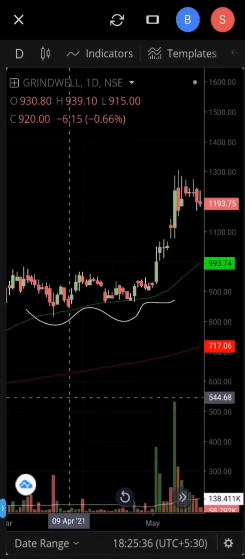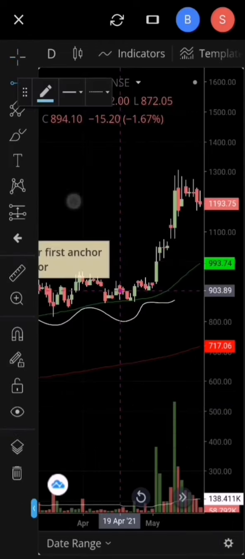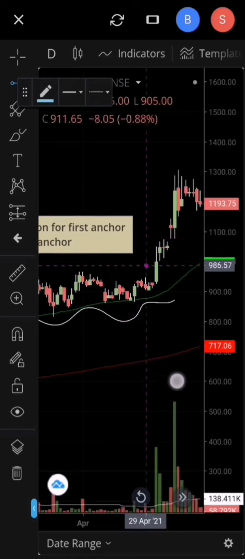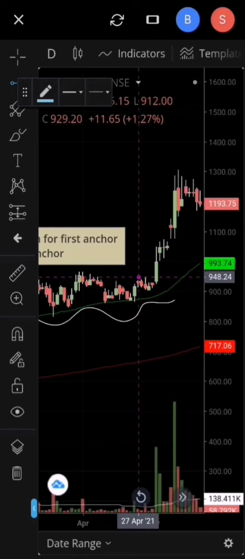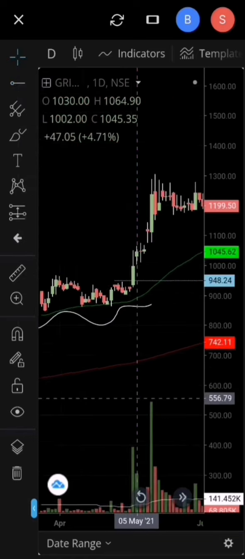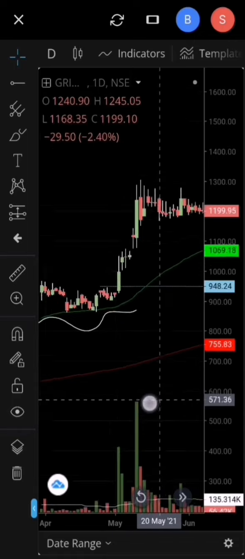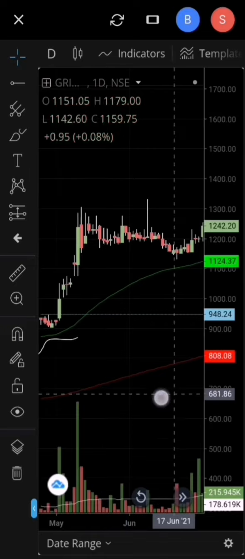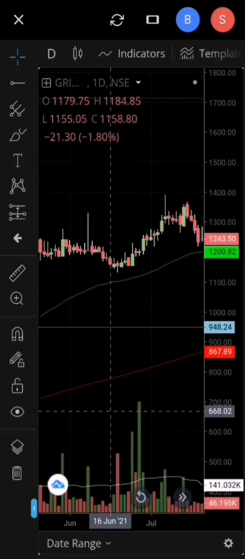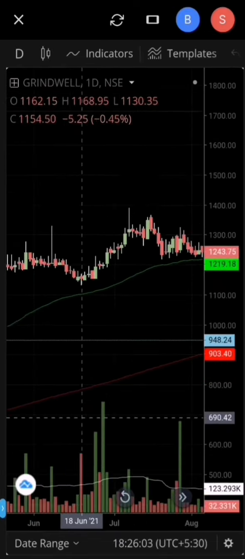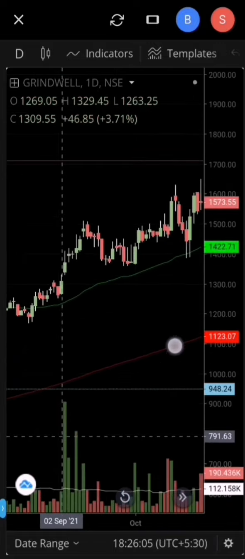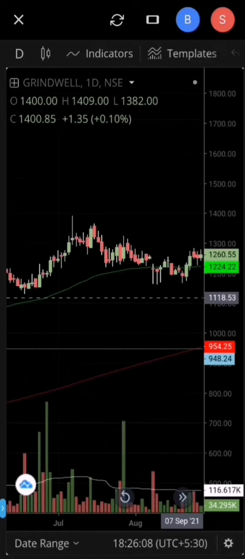Here we could see three contractions appearing, and once the stock broke out of its final contraction around the 950 level, it was a breakout of that volatility contraction on 4th May 2021, and the strong uptrend, which was the major trend in the stock, continued again. So this is how the stock went up.